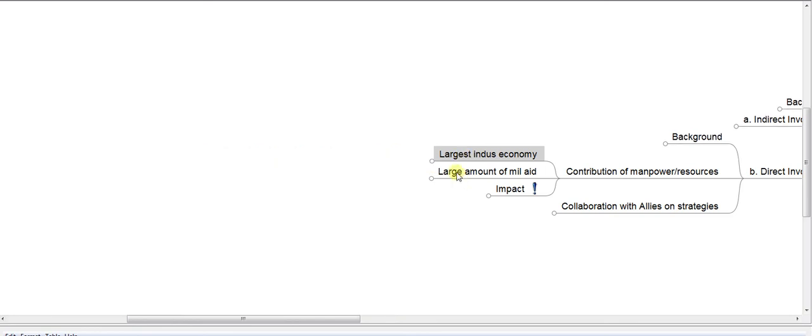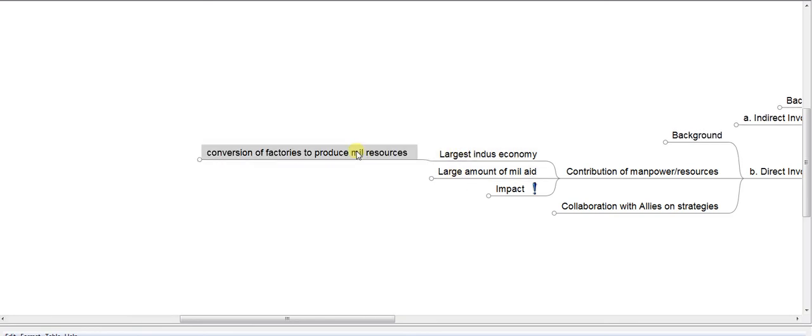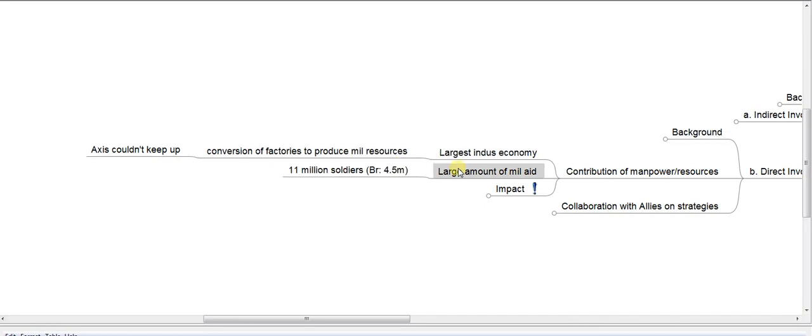And also a large amount of military aid was provided. For example, 11 million American soldiers were sent abroad to fight World War II against the Axis powers. And when you compare this to Britain, which was itself under attack, which only had 4.5 million troops, this 11 million represented a tremendously significant amount of manpower on the side of the Allies.